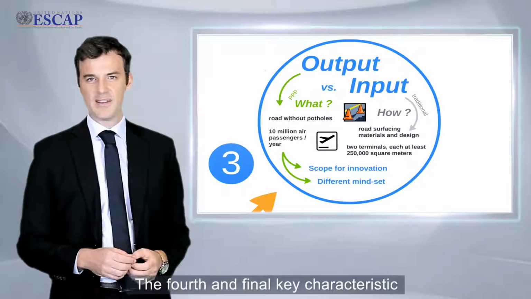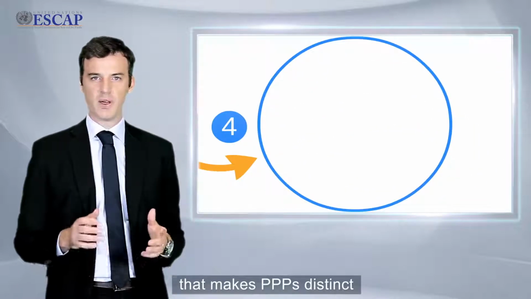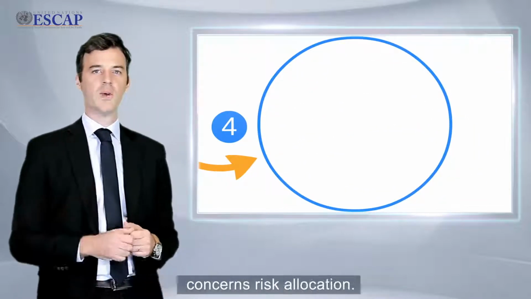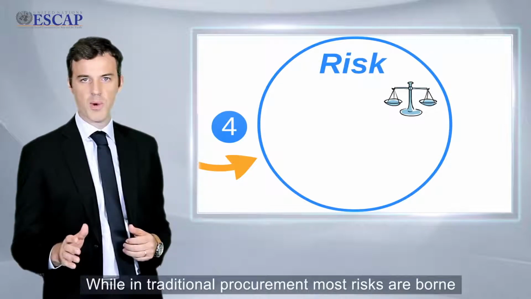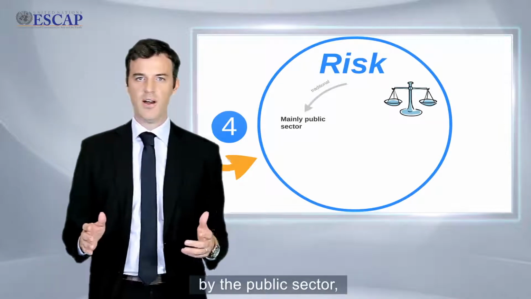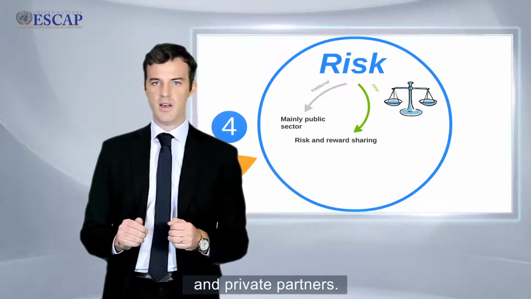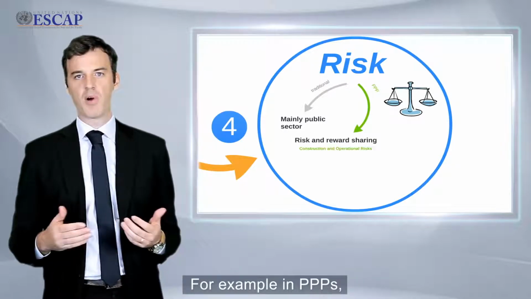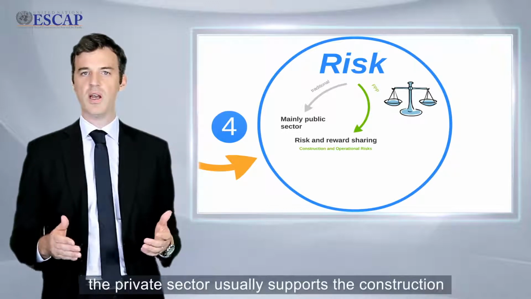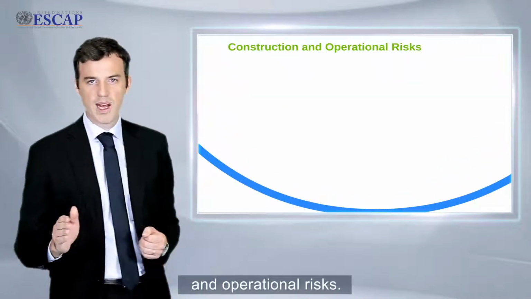The fourth and final key characteristic that makes PPP distinct from the conventional project approach concerns risk allocation. While in traditional procurement, more risks are borne by the public sector, in PPPs, risks are shared among public and private partners. For example, in PPPs, the private sector usually supports the construction and operational risk. But what are these risks?